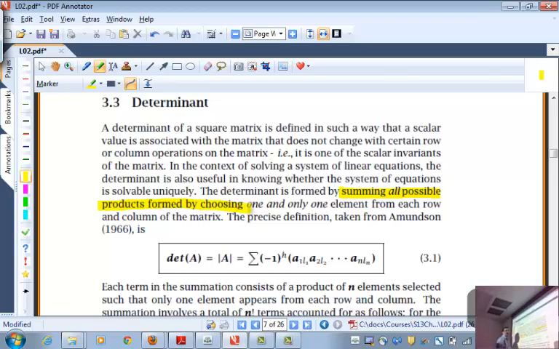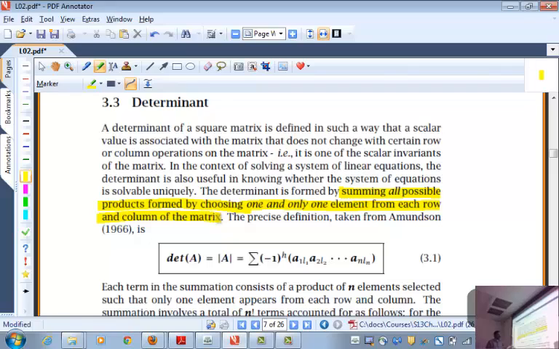Okay, so it is formed by summing all possible products that you can form. But the rule is you must take only one element from each row and each column of the matrix. So conceptually, the determinant of a matrix is simply the sum of all possible products that you can form. When you're forming all these products, you must take only one element from each row and each column. So if you strictly follow that, you can figure out how to calculate the determinant.